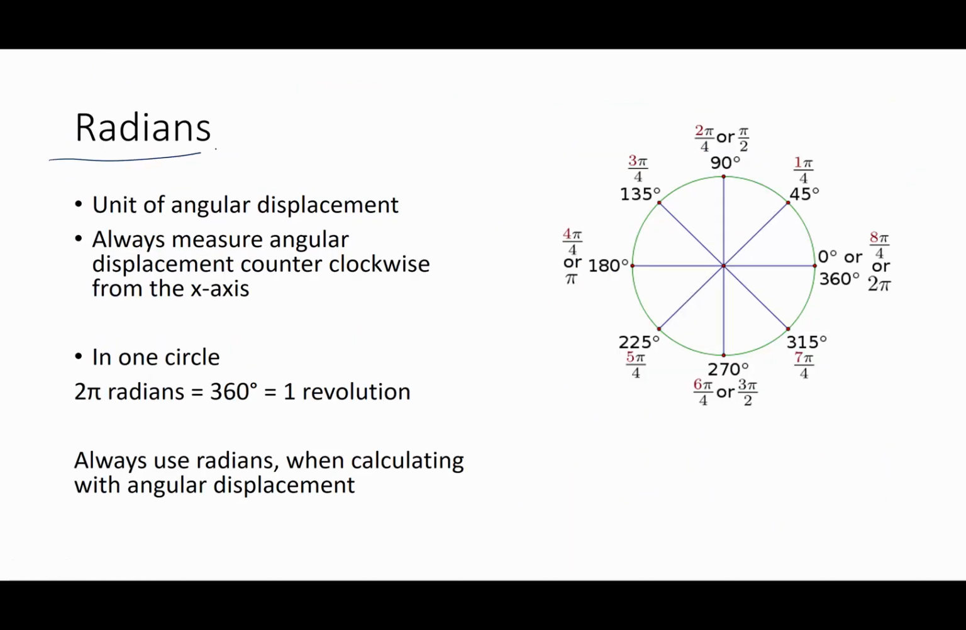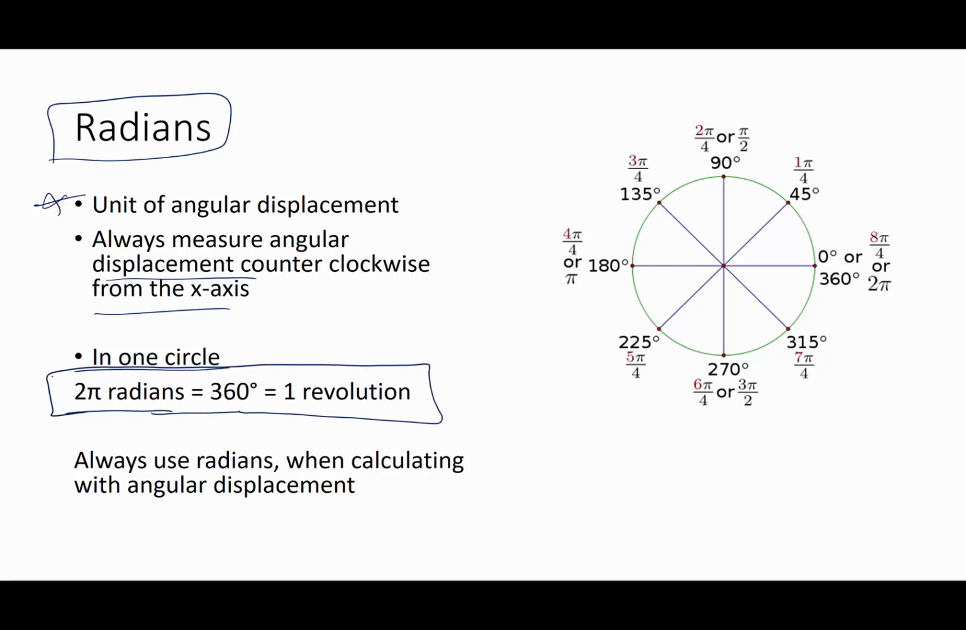Now, radians are the unit of angular displacement that you must use when you are using the rotational kinematics equations. In one circle, there are 2 pi radians, and 2 pi radians equal 360 degrees equals 1 revolution. This is definitely something you want to write down, put a box around, and make sure you've got handy because we're going to use that in a minute.